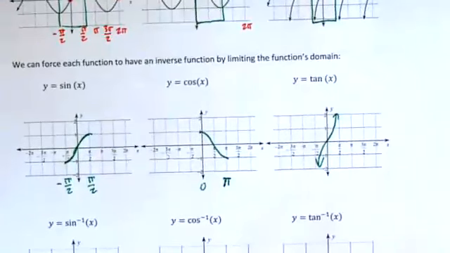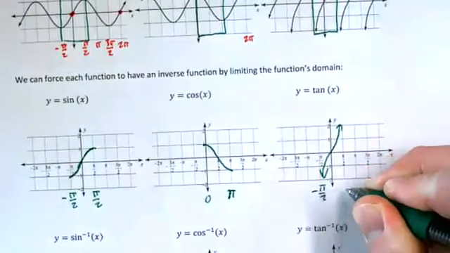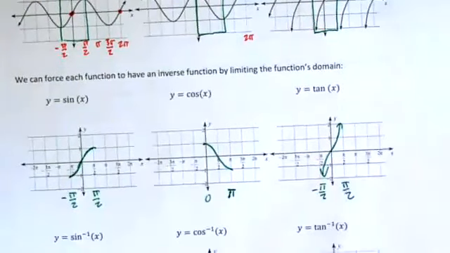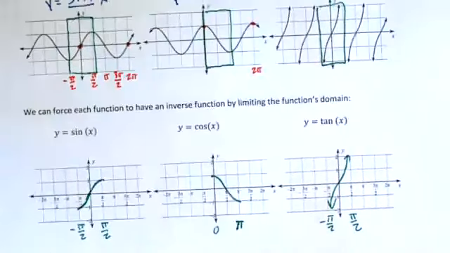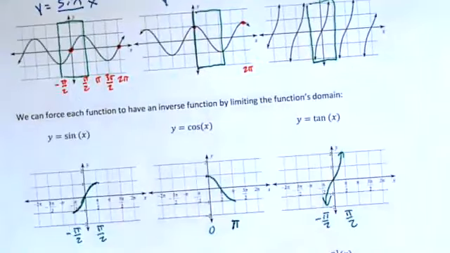So we are restricting something about those. I should write negative pi over 2 to pi over 2. We're restricting something about our original functions. Are we restricting the domain or the range of the original functions? We're restricting the domain of the original functions. But you guys, we talked about inverses way back in chapter 2. What happens with domain and range when you get inverses?